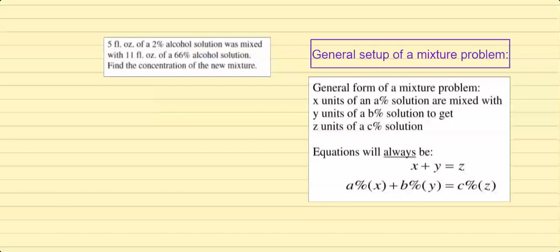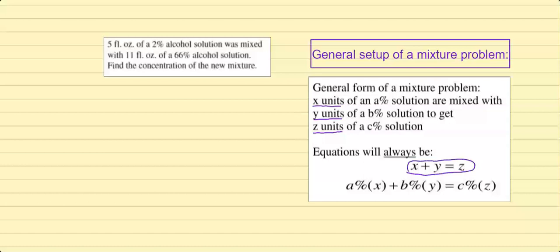The general setup of any mixture problem is going to look pretty much the same. You take X units of an A% solution, Y units of a B% solution, and then you get Z units of a C% solution. So what do all these Xs, Ys, Zs and ABCs mean? Well, X is the amount of the first solution, Y is the amount of the second solution, and Z is the combination, so that would be X plus Y equals Z.